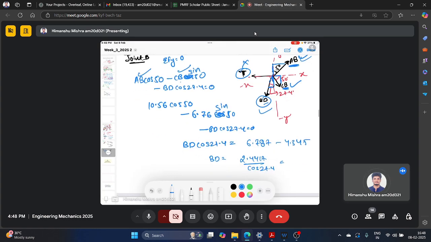So 0.76. So this will be 5.17, and this will be 1.601 divided by cos 27.4.